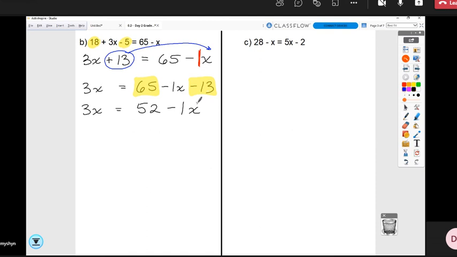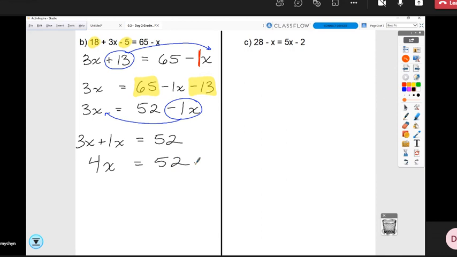So this x needs to go with the other x over here. So the minus 1x will change into a plus 1x equals 52. Lovely. And here's why it's so convenient to change that negative x to negative 1x. Now it's a positive 1x over here, because we think to ourselves, okay, 3x plus 1x is 4x. And that just feels a little bit better to my brain.